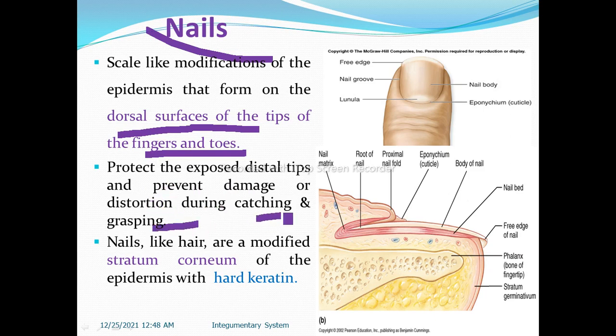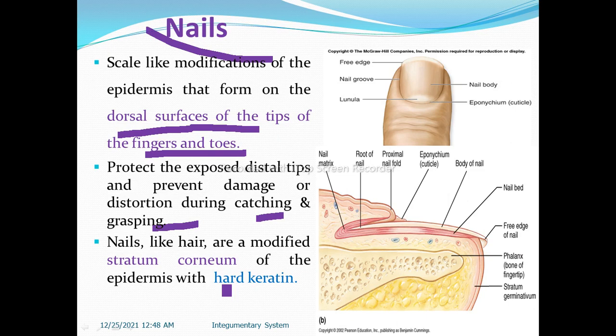When you are sending your finger to some areas, or when you are catching or grasping, the nail protects our finger from damage. Nails, like hair, are modified stratum corneum of the epidermis with hard keratin. So nails and hairs are composed of hard keratin because they became hard.